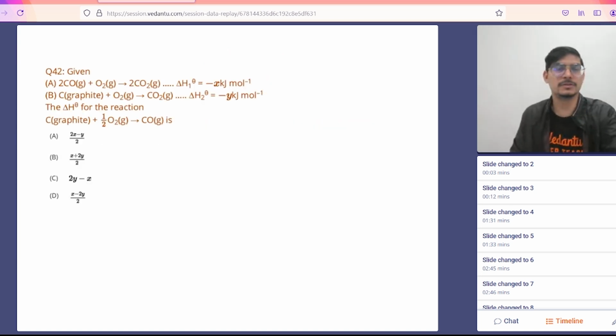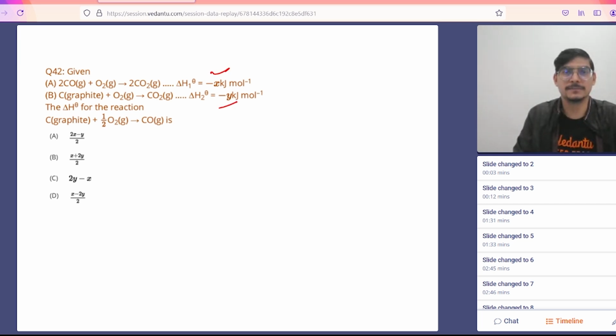Moving to the next question. Here we are given the enthalpy changes of two equations as minus x and minus y, and we have to find out the enthalpy change for this equation. So let's look at the first species, carbon graphite. It is present in the second equation. Let's take it as it is, minus y. So the enthalpy change for this equation is minus y.